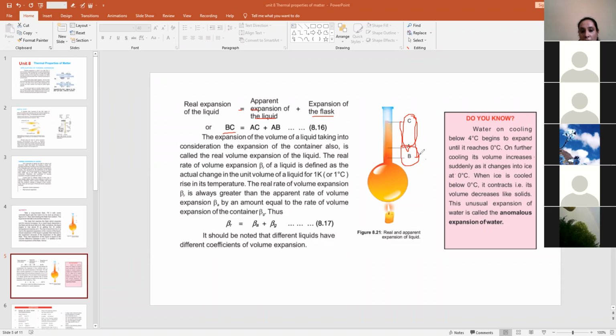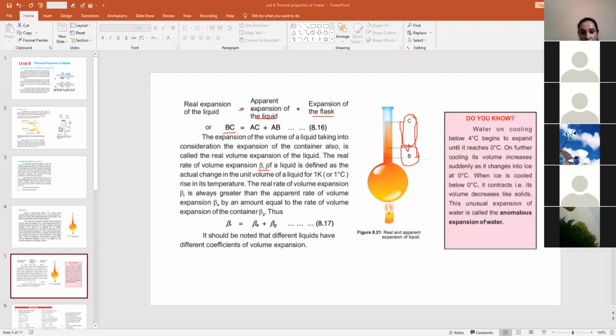So the expansion of volume of a liquid takes into consideration the expansion of the container also. So in this case, we can say that the real volume expansion of a liquid depends upon the expansion of the liquid, as well as the expansion of the solid in which the liquid is placed, that is the flask over here. So the real expansion of volume is represented by beta R.